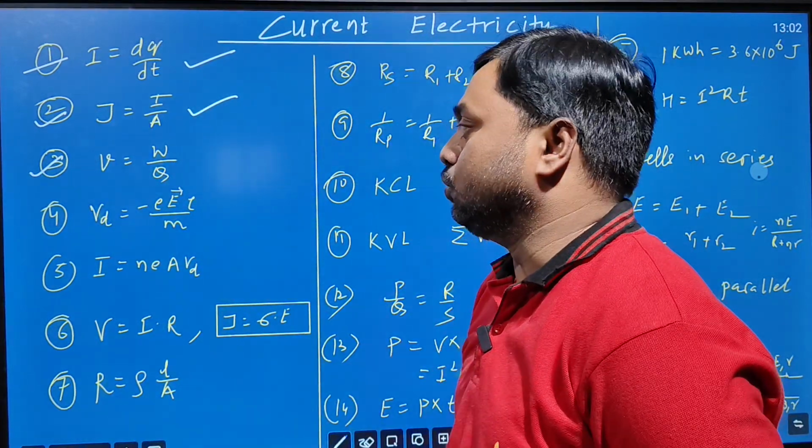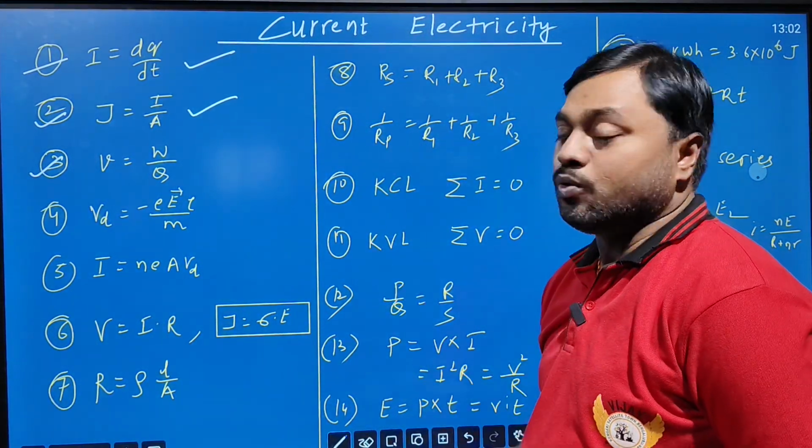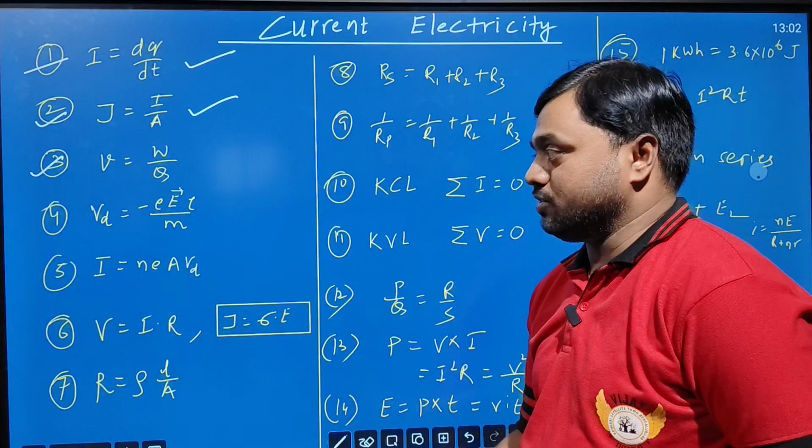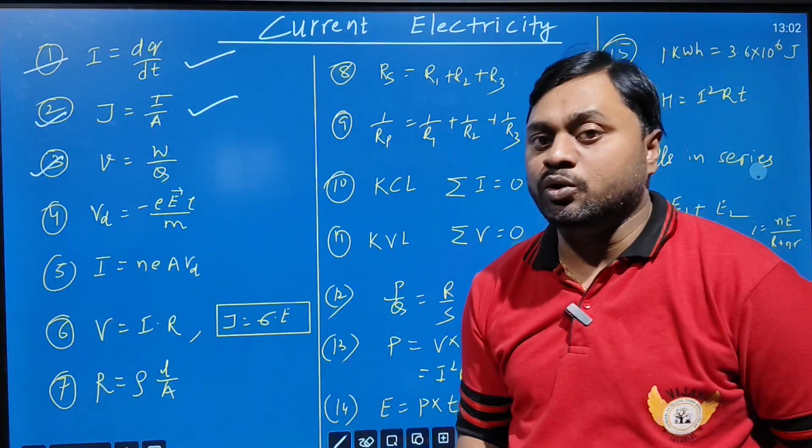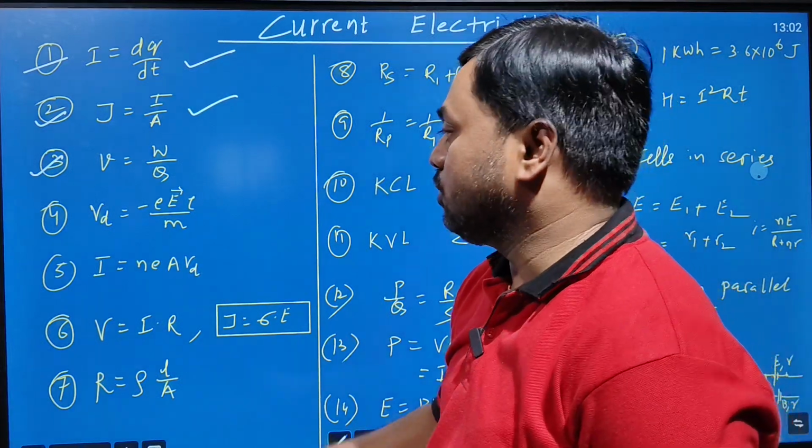V is equal to W by Q. V is the potential, W is the work done, and Q is the charge. It is the amount of work done to move a unit positive charge from infinity to one point. Yes or no?